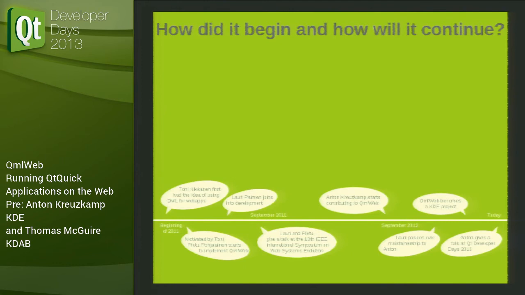So I started to look at it, and it somehow worked, so I started to implement my web application with it. Of course, soon I got the first little problems, I started to fix them, then more huge problems, I started to fix them, and soon I refactored almost the whole library. So now in the beginning of the year, Laurie also passed over the maintainership to me, and in July of this year, QML Web actually became a KDE project.